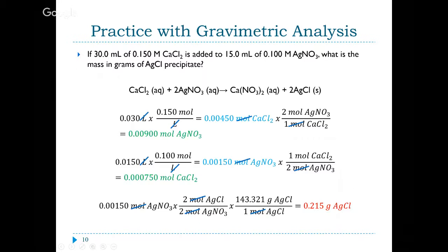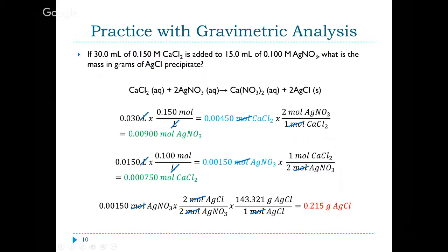So if we're going to react all of our calcium chloride, it shows that we would need 0.00900 moles of silver nitrate. If we were going to react all of our silver nitrate, we would need 0.000750 moles of calcium chloride. So once again, we're comparing which one do we have enough of. So in this example, we don't have enough silver nitrate because it says that we would need to have this much, the 0.00900. We have plenty of calcium chloride, comparing these two numbers. So right, we have more than what we need. We don't have enough of what we would need.